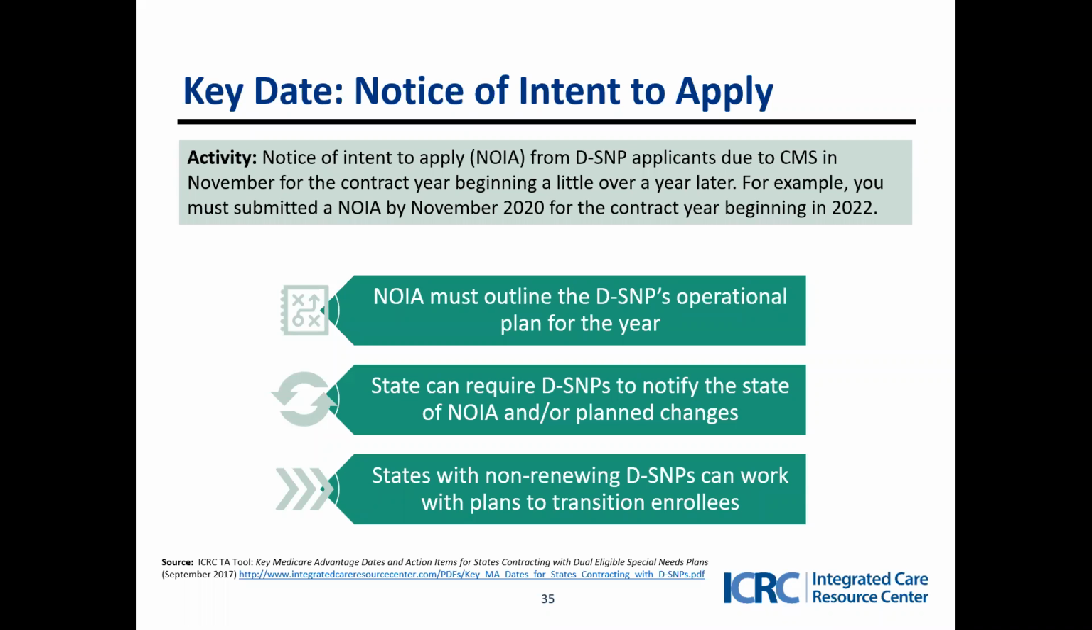And states with D-SNPs who aren't planning to renew their contract for the upcoming contract year can work with plans to transition enrollees. So states may also wish to review their D-SNP and Medicaid LTSS contracting strategies in light of any anticipated effects of the departure on other D-SNPs in their market. Next slide, please.